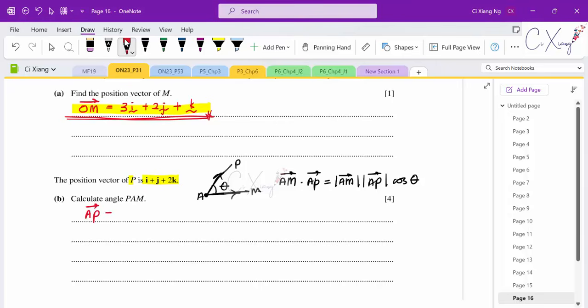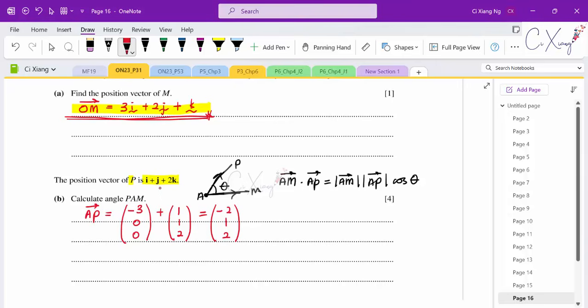Vector AP is AO plus OP. AO will be the opposite of OA, so -3, 0, 0. That is OA, and then plus OP. What is the value of OP? The position vector of P, which is 1, 1, 2. So from here, you get the vector AP, which equals -2, 1, and 2.